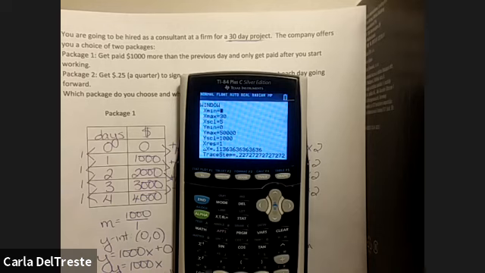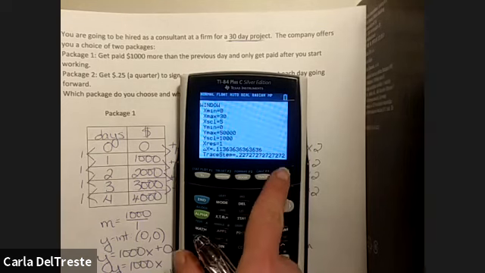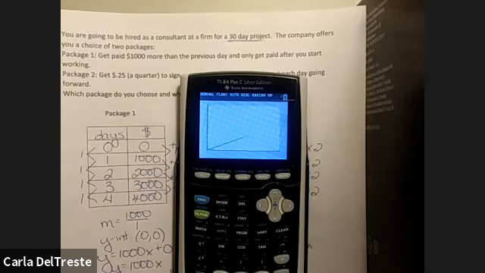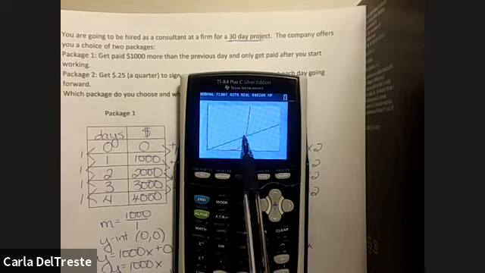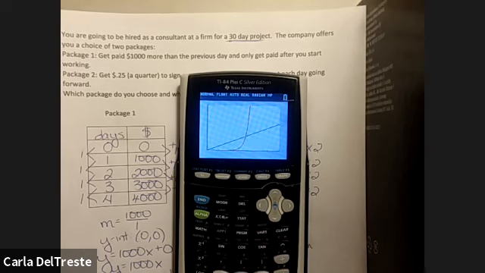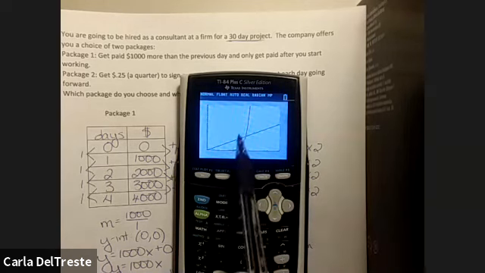Let's see what this window does for us. So let's hit the graph. There's my line. That's package 1. And here comes my exponential shooting up, and that's package 2. So in this area, of course, package 1 is making more. There's no question here. You can even see it in the tables. But at a certain point, package 2 is going to be the better deal. And I want to figure out what that point is. So I want this intersection.